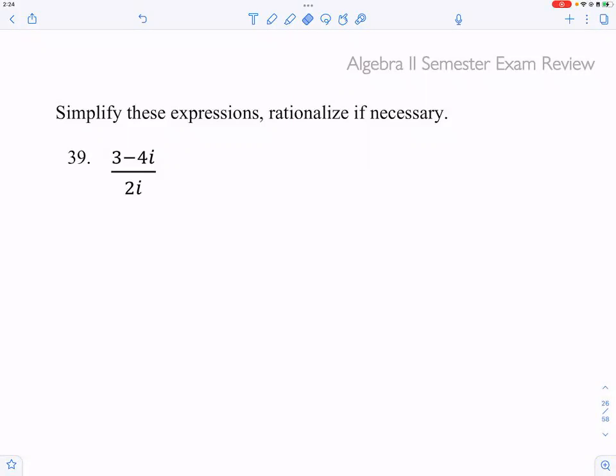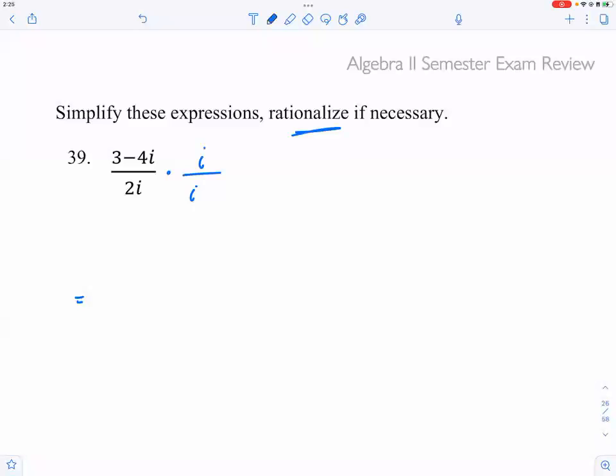All right, now for 39, we have to simplify these expressions. So now there are no like terms to combine. So the only thing that we need to work on is the fact that we need to rationalize it because we have an I in the denominator. And if we have an I in the denominator, we don't want an I in the denominator. We cannot have an I in the denominator. So we ask the question, what can we do to not have an I?